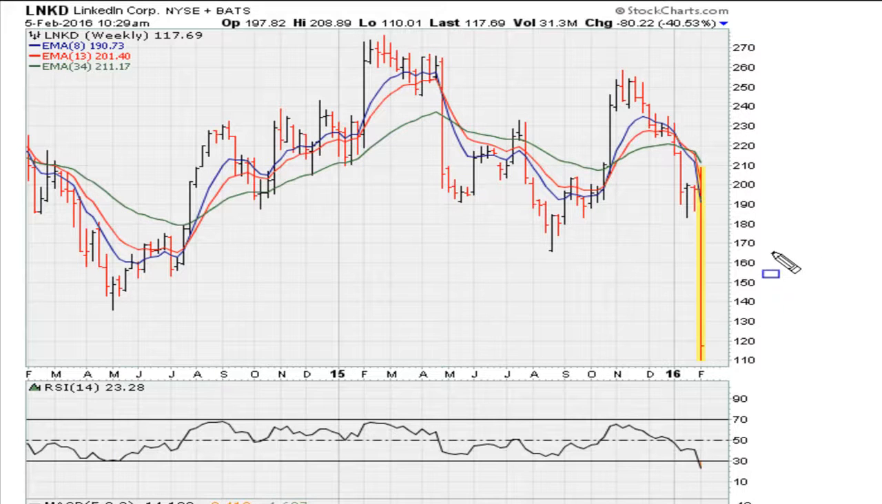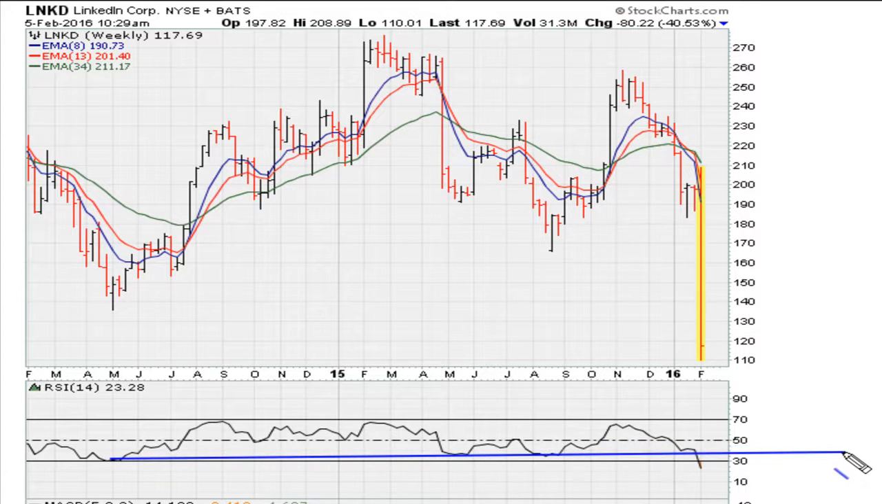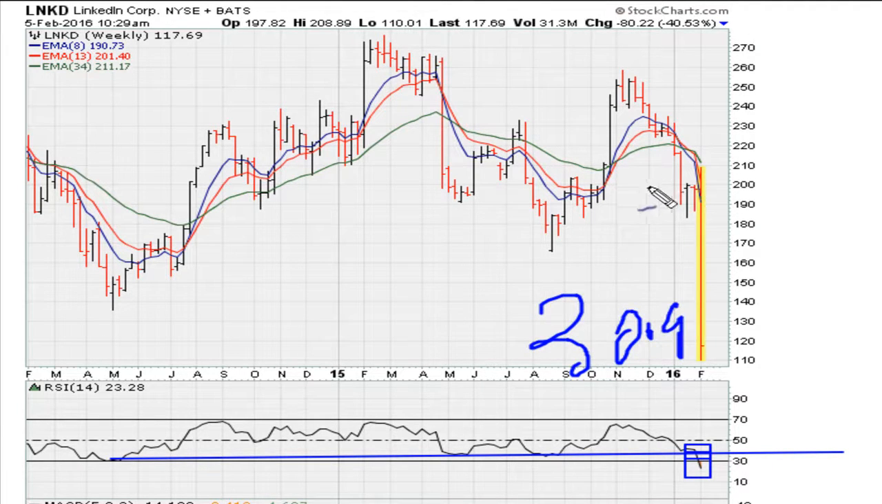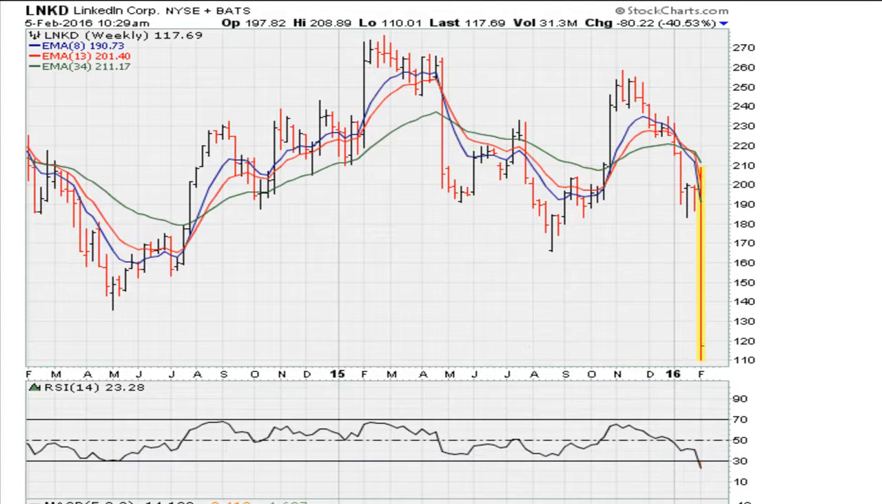Take a look at LNKD, and we can also see that before the drop, we got this break of a trend line, just like we saw for DATA, and the RSI on the weekly also moving below 30.9. We can see that even here in the 200s, the stock was struggling to move back above the 10-week moving average. Lots of sell signals. We had also previously called this a short when it came back to test this level, back in about November, because of this double top.